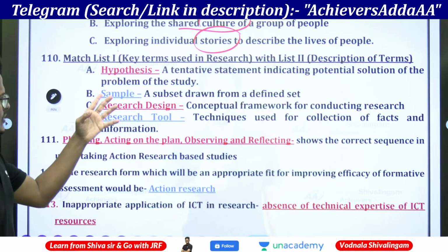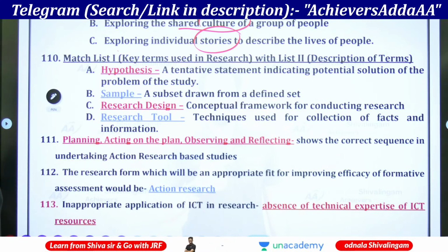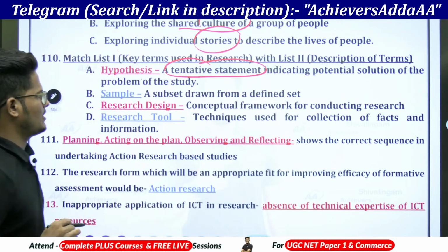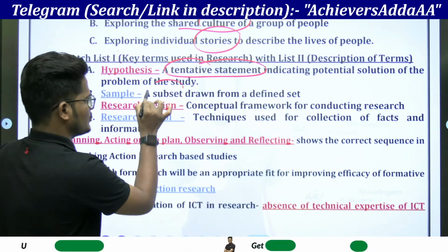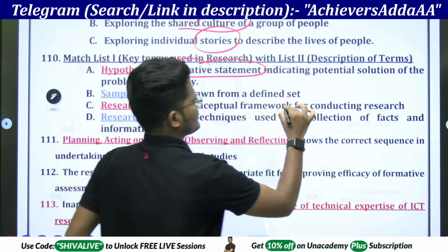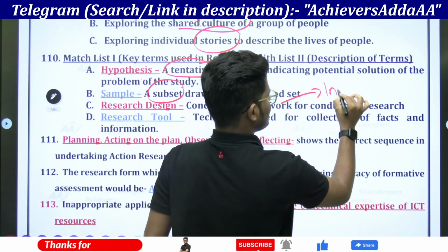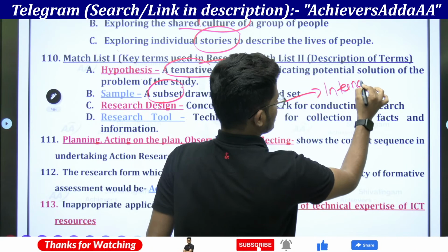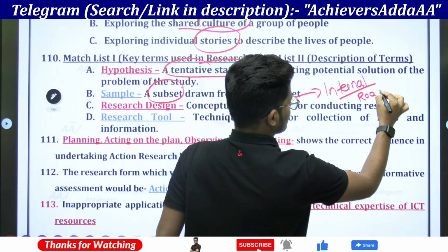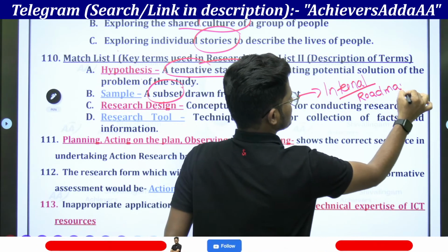Next, hypothesis, sample, research design, research tool. Hypothesis is the expected future outcome, which is a tentative statement. Sample is a subset of the universe, which is the population. Research design is a conceptual framework within your study, internal in nature, which will give the researcher a roadmap.